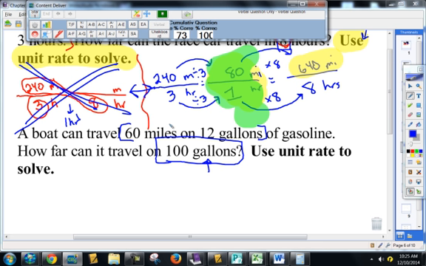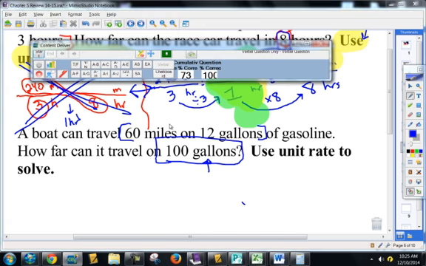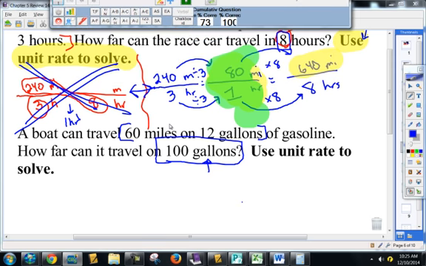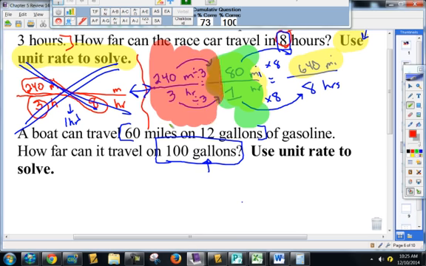Since we're trying to figure out how far I can travel on 100 gallons, if I can figure out how many miles I can travel on 1 gallon, then I just multiply it by however many gallons I want to figure out. Okay? So, really, you're doing two proportions. I'll go back to this one up here. Everybody look up here. I did a proportion there, right everybody?